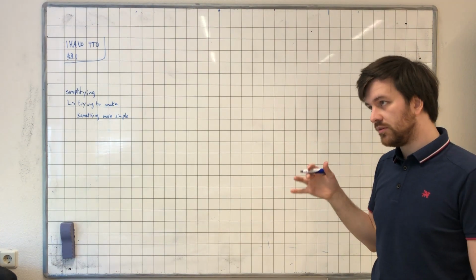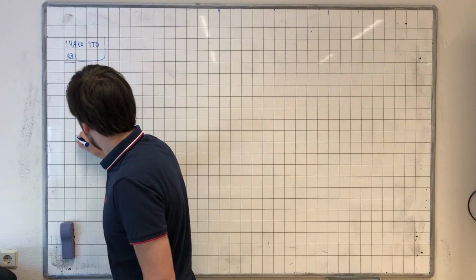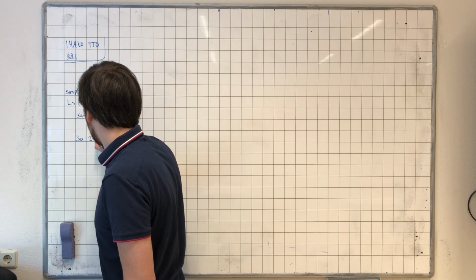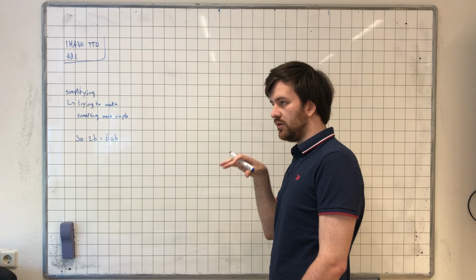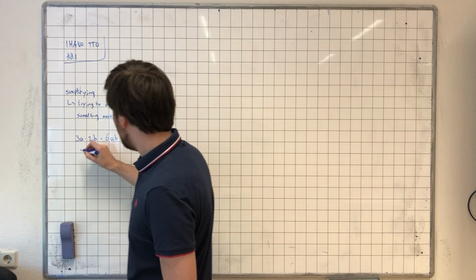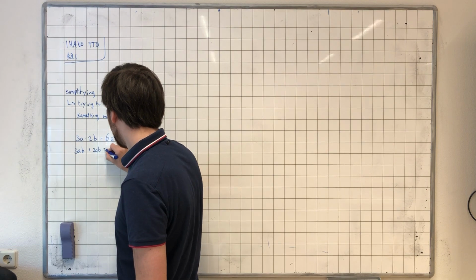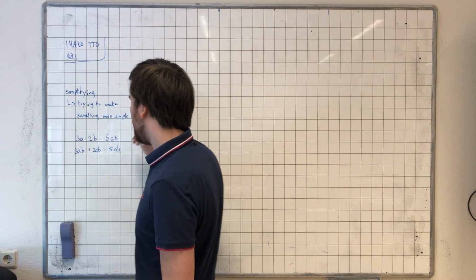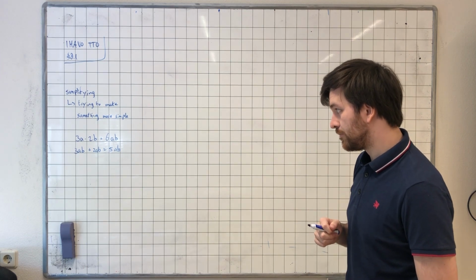What's important is, if you saw the last video, then exercises like these, 3a times 2b equals 6ab, should be somewhat easy for you if you start watching this video. The same way, if you have 3ab plus 2ab, it's 5ab. By now, I expect that you're familiar with these things.